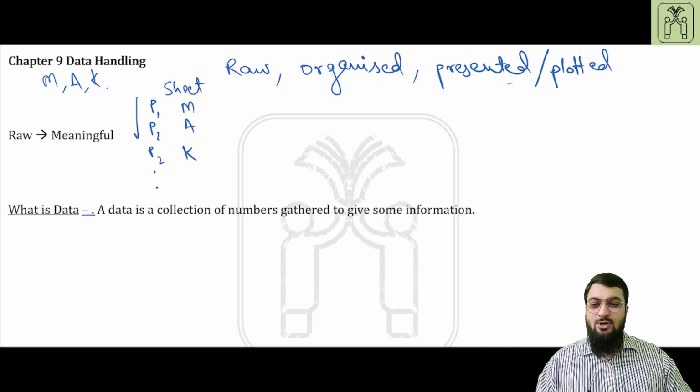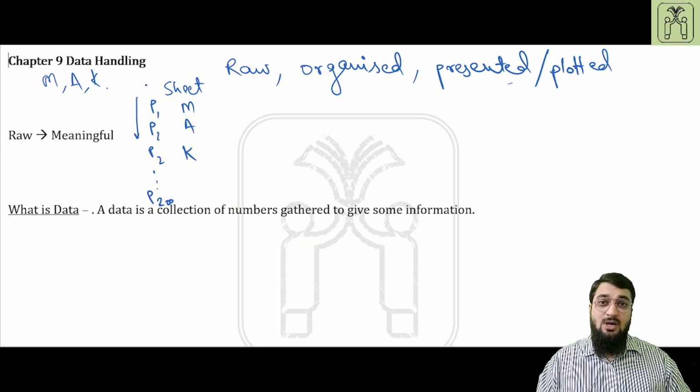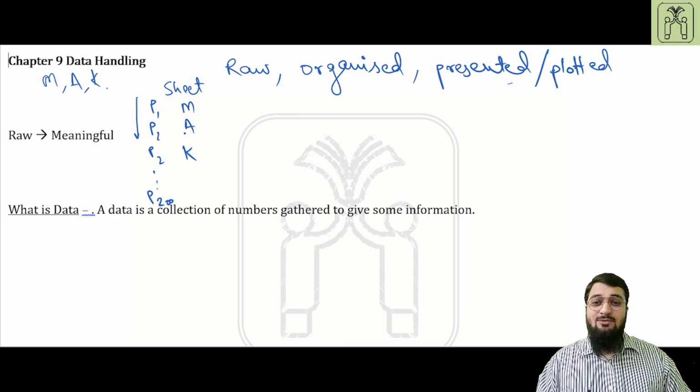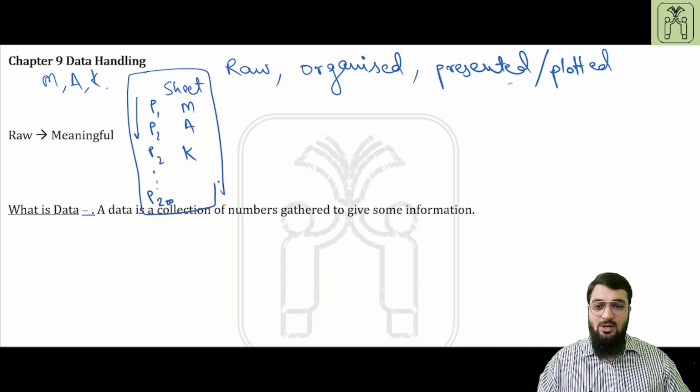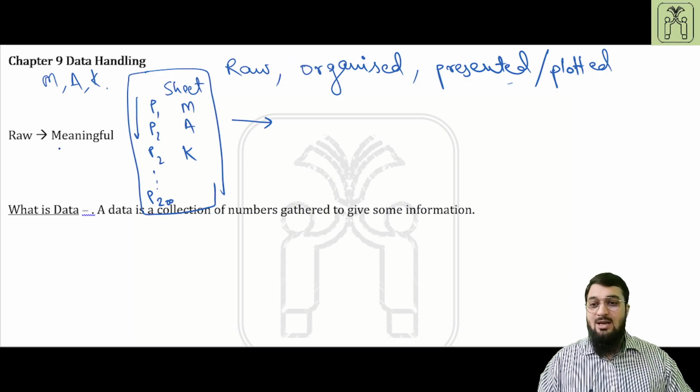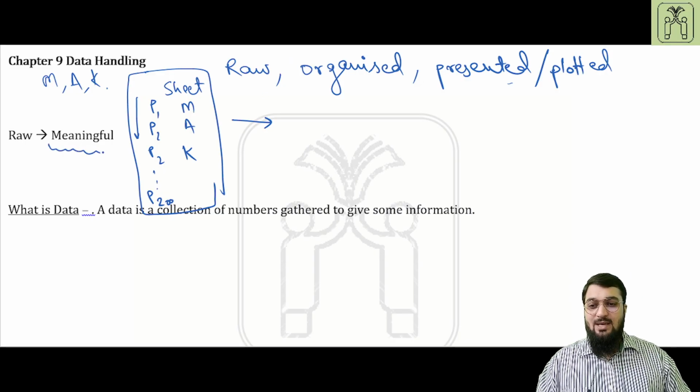So till P20 or P200, however many people live in the locality, or however many people we are targeting for that survey, that will represent the raw data. So this sheet, number of sheets, 1, 2, 3, 4 till 200, having the data of 200 people, will represent the raw data. The next stage is organizing of data. So organized data and presented or plotted data come in the category of meaningful data.